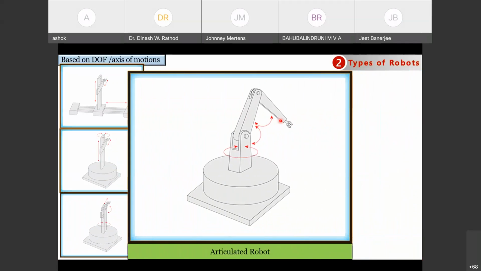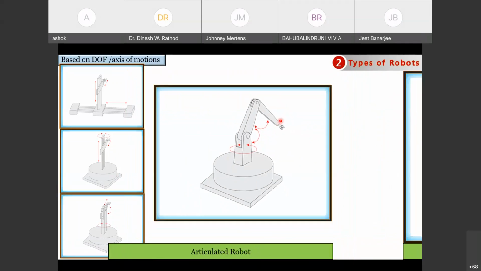And fourth, we know already the articulated robot, in which all the links are moved angularly, through which translation motion is also possible, and it can be achieved at the gripper end.